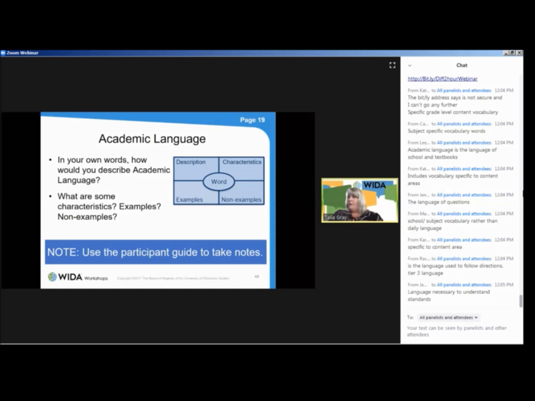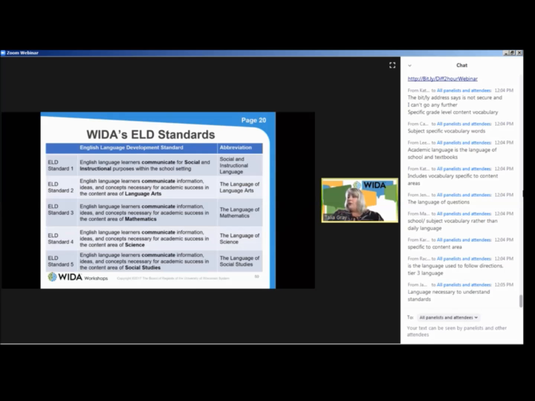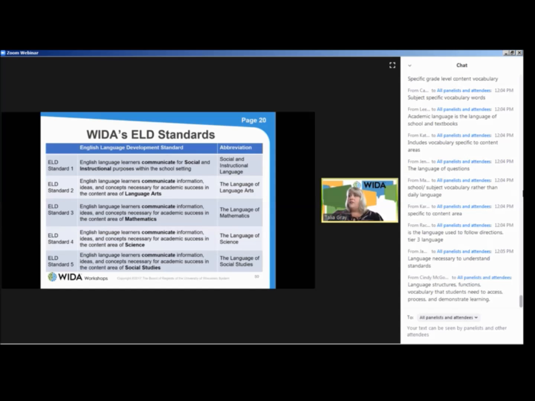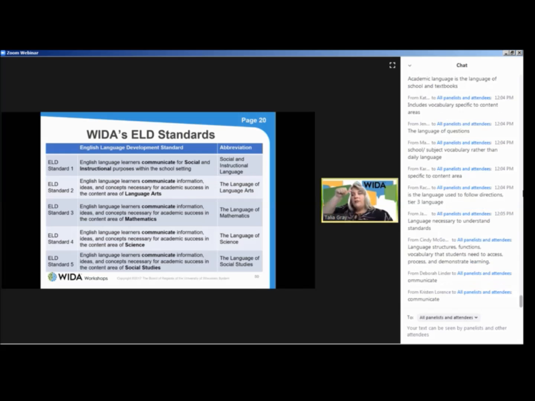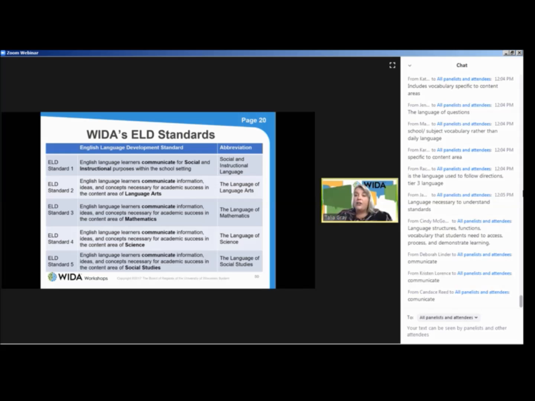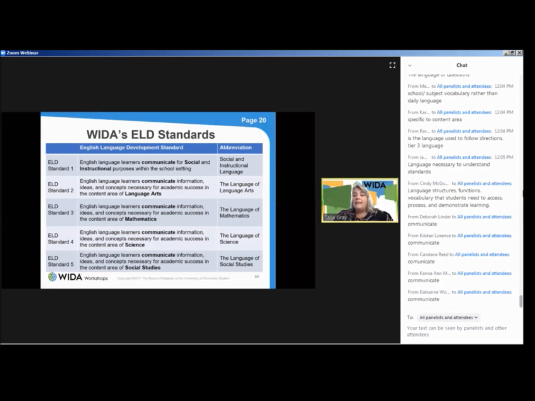exactly. Very good, Vilma. All right, so now I want to introduce to you WIDA's English Language Development Standards, and these are on page 20 of your participant handbook. And just real quick in the chat box, tell me what word you see most on this page. What word do you see most on this page? I'll give you a hint. It's in bold. Which word? Communicate. Excellent. Communicate.